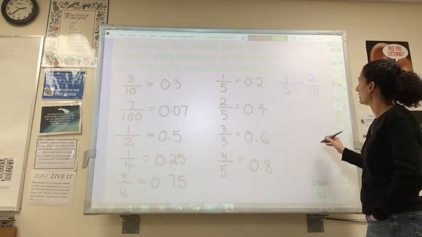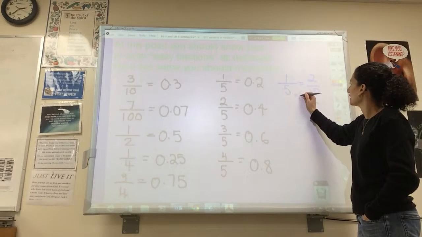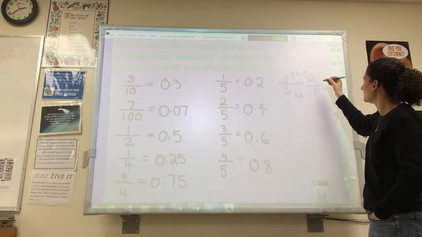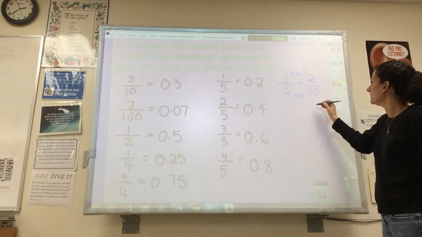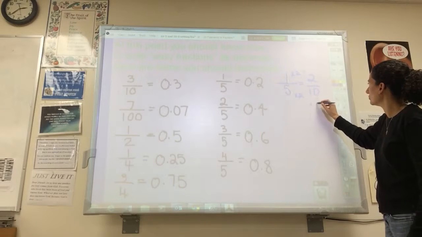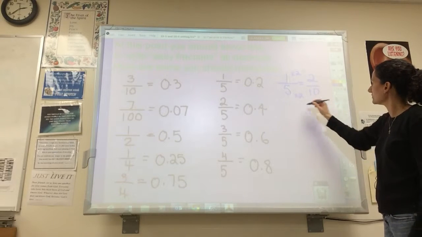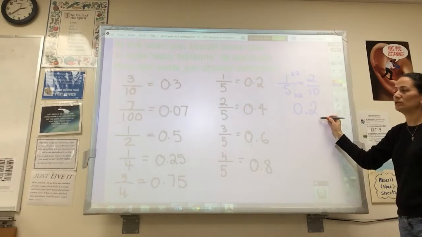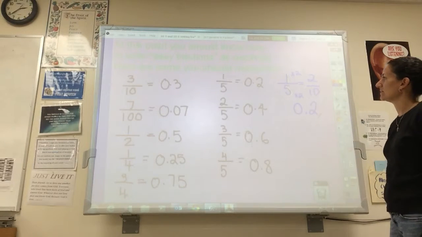Think about it. Aren't they equivalent? Isn't 5 times 2 10, and 1 times 2 2? And we know that 2/10, well, if 10 is on the bottom, then we just put the numerator 2 in the tenths place. So that's how 1/5 is equal to 0.2, because it's equal to 2/10.